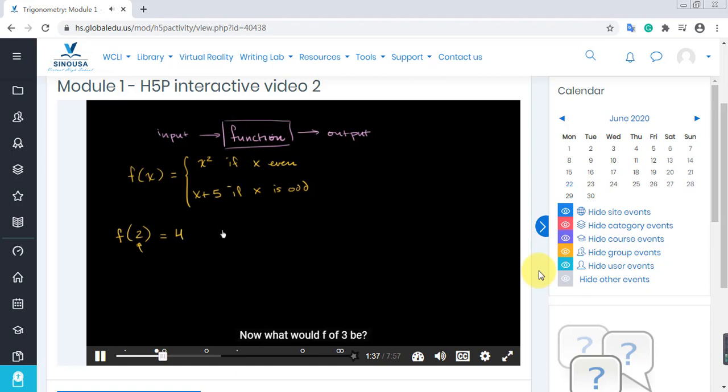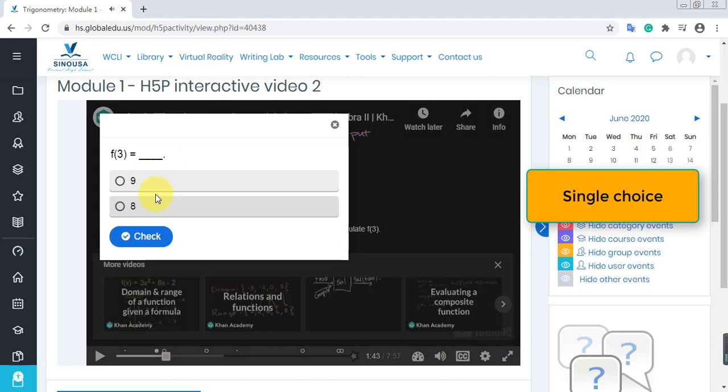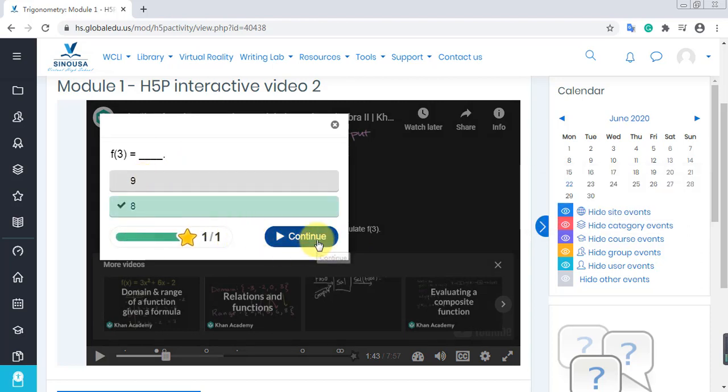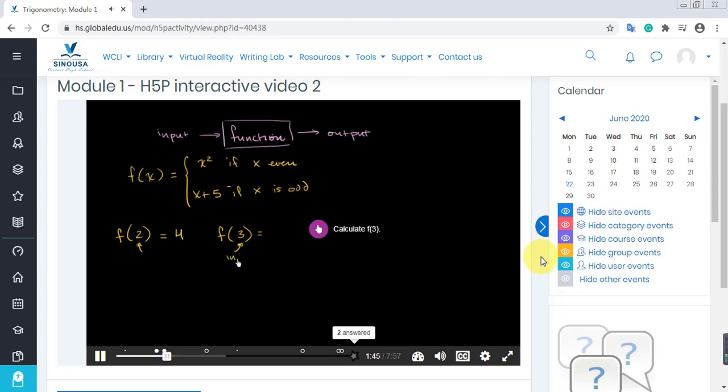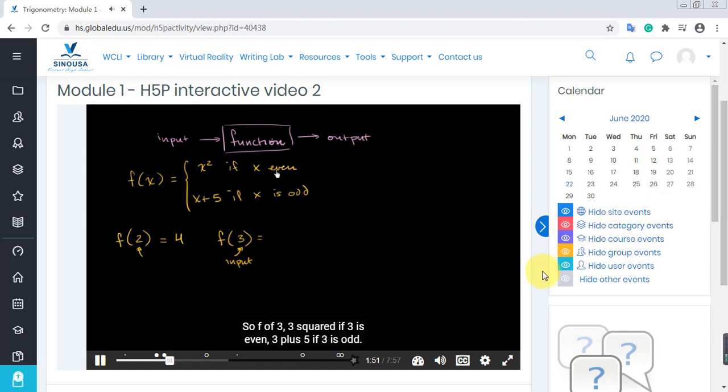Now, what would f of 3 be? Well, once again, everywhere we see this variable, we'll replace it with our input. So f of 3: 3 squared if 3 is even, 3 plus 5 if 3 is odd.